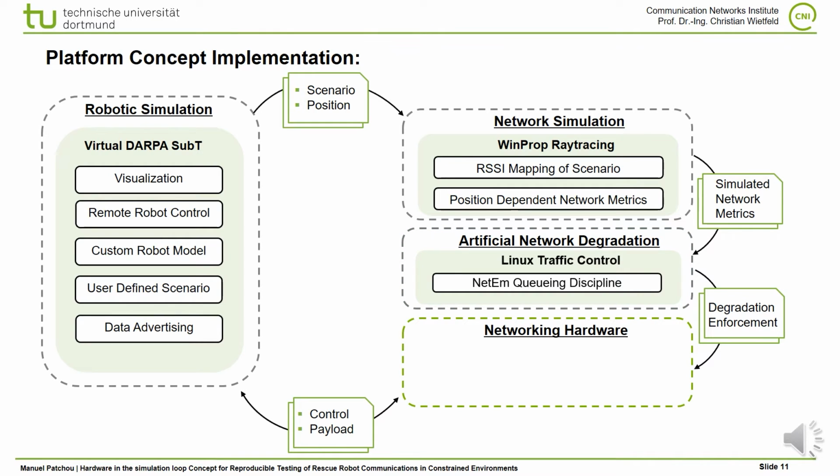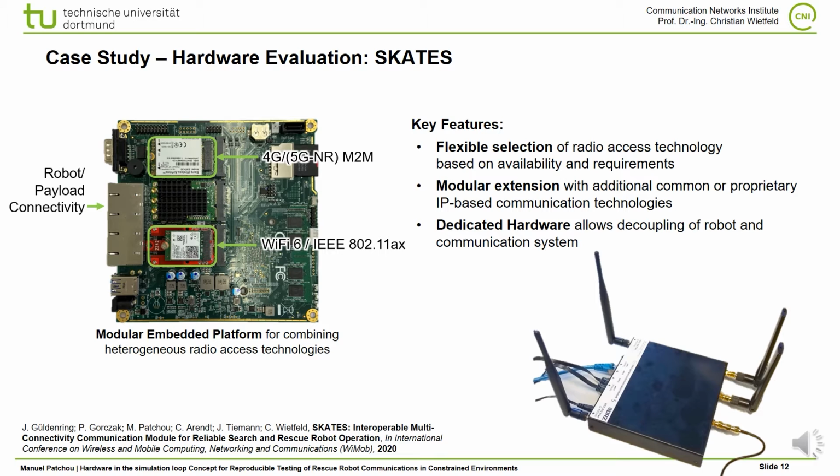The built platform can be used to conduct robotic simulations while varying the network conditions to investigate the robot's behavior and performance. It can also be used to test and verify the behavior of network devices which were designed to provide robot connectivity. This is what we shall be doing next. We will now conduct an experiment to verify the behavior of SCATES.